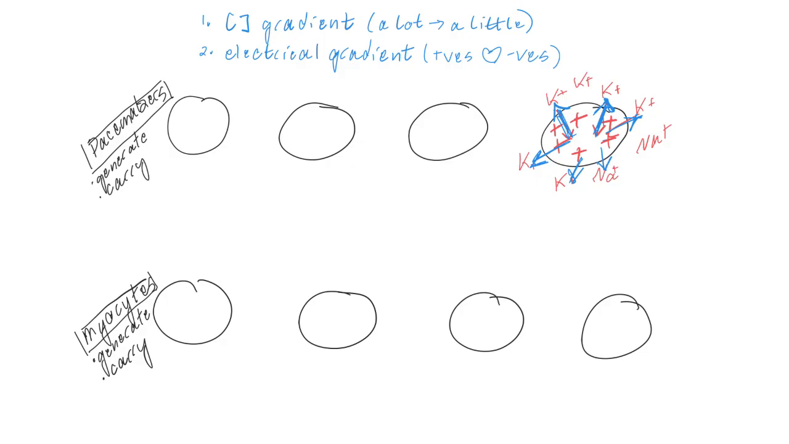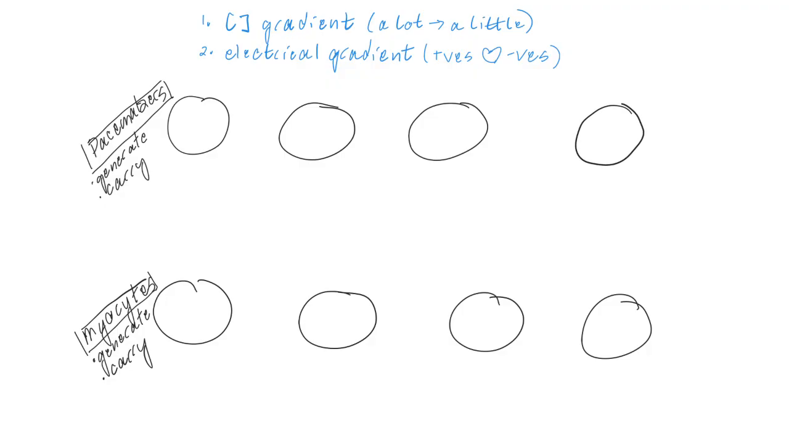Okay, knowing that, we can understand how ions are going to move through these cells. So in the first row here, I have a pacemaker cell, and it's all the same pacemaker cell.